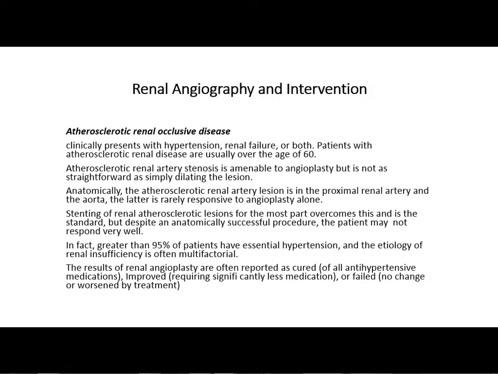Atherosclerotic renal occlusive disease clinically presents with hypertension, renal failure, or both. Patients with atherosclerotic renal disease are usually over the age of 60. Atherosclerotic renal artery stenosis is amenable to angioplasty, but it is not as straightforward as simply dilating the region. Anatomically, the atherosclerotic lesion is in the proximal renal artery and the aorta.